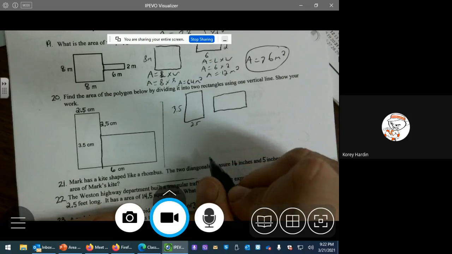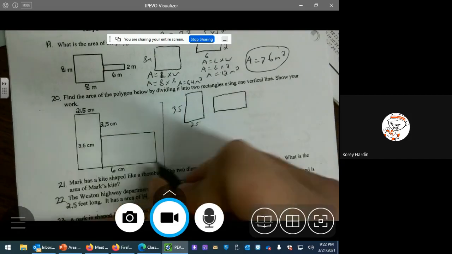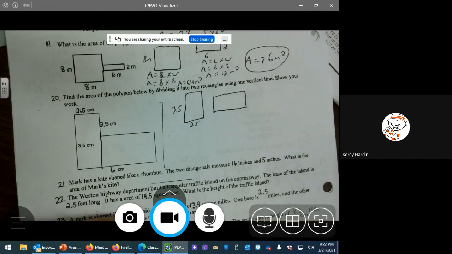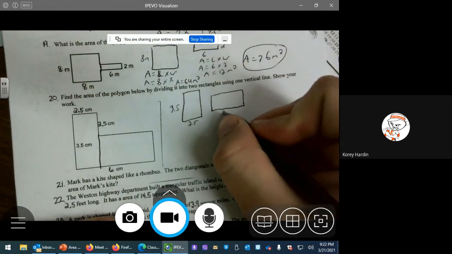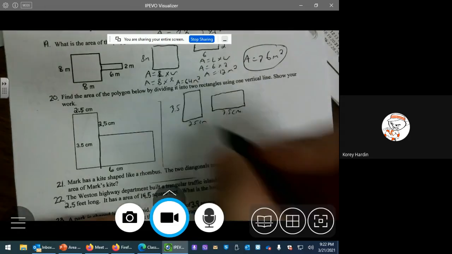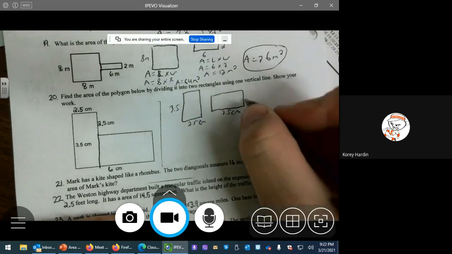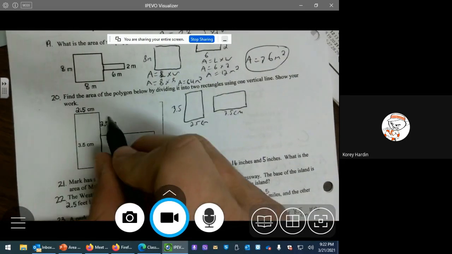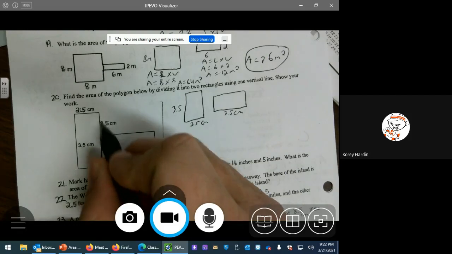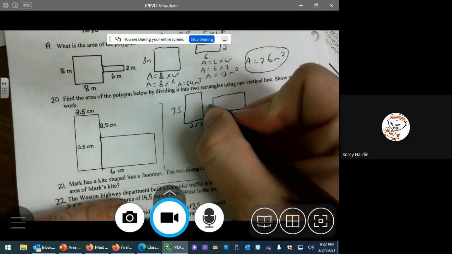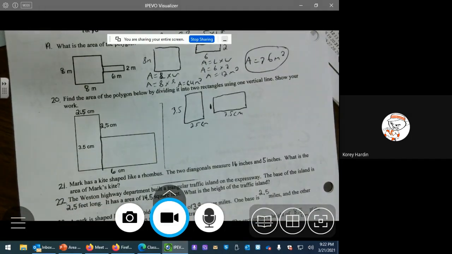And on the bottom, my whole shape is 6 centimeters, but I need to take away the 2.5 I've already used. So 6 minus 2.5 is going to give me 3.5 centimeters again. And then on the side over here, I have 3.5 right here, but I subtract 2.5, which I've already used in this block. So that's going to give me 1. Okay, 3.5 minus 2.5 is 1.